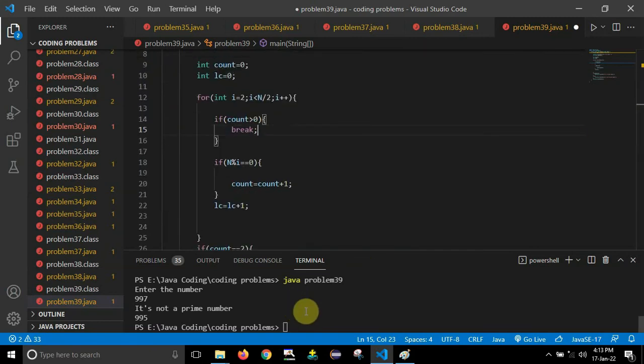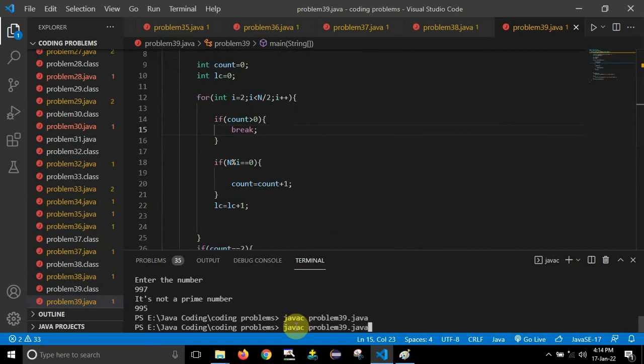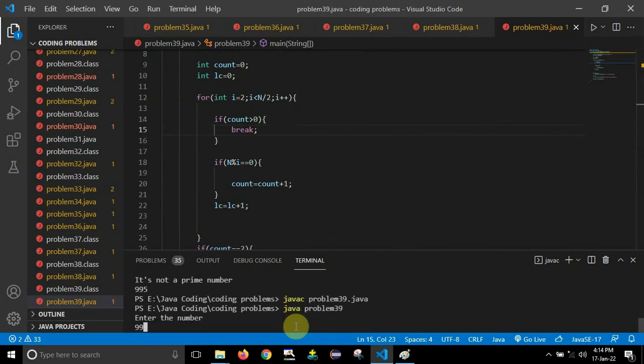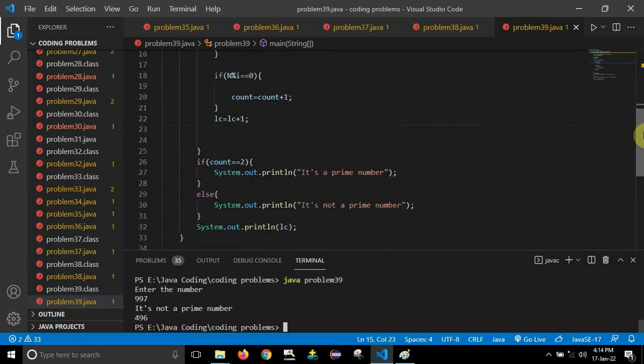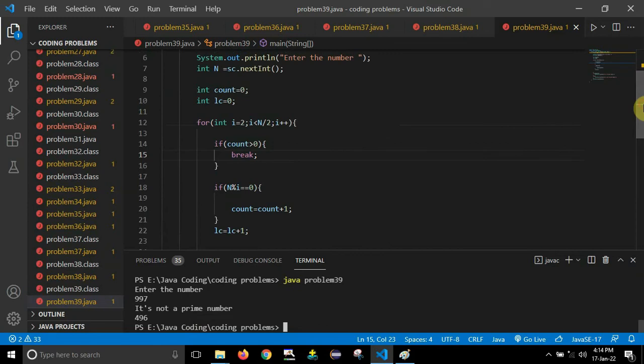Now I'll save this and compile it in front of you to see how it works. This time I will give 997, and you can see it's not a prime number. Again it says it's not a prime number, and it is taking only 496 iterations.